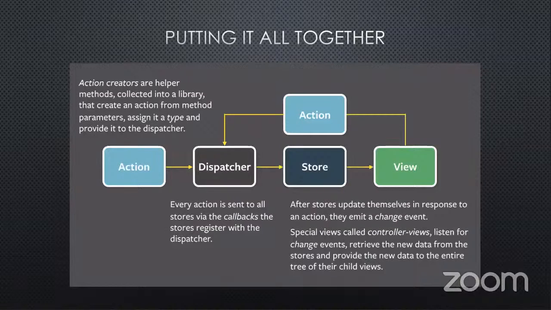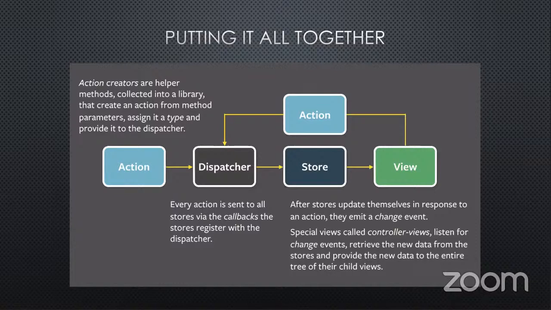So how did Flux solve the problem of MVC? As you can see, it is a unidirectional data flow, so you cannot disrupt the process. Once the action is triggered, the dispatcher does its work. And once the view is changed, only then can another action cause a change to the view.